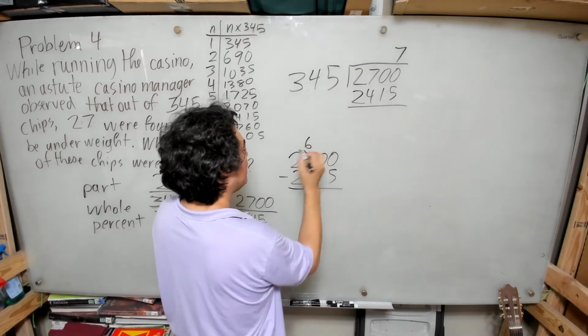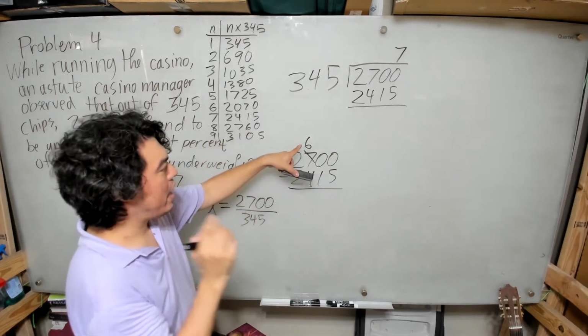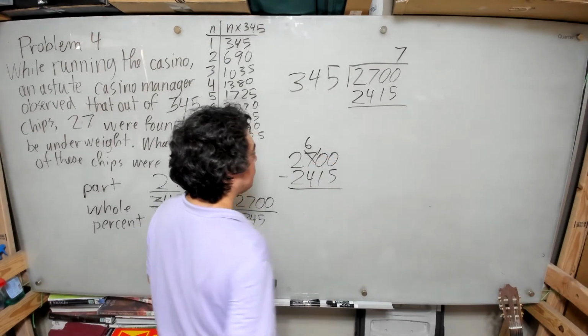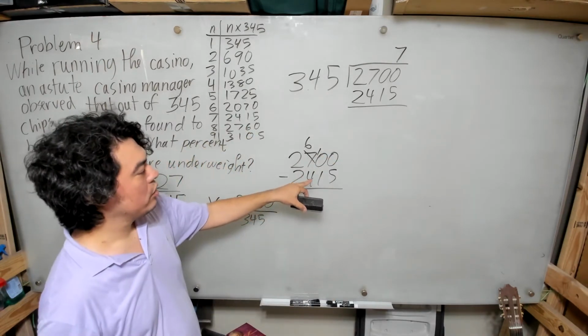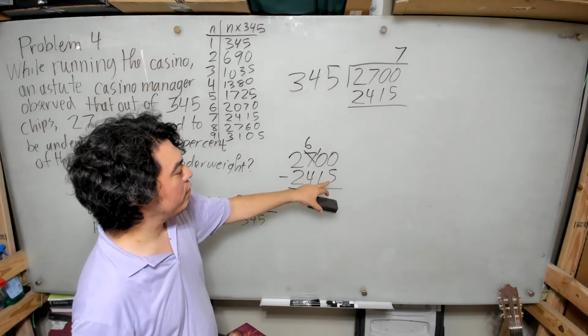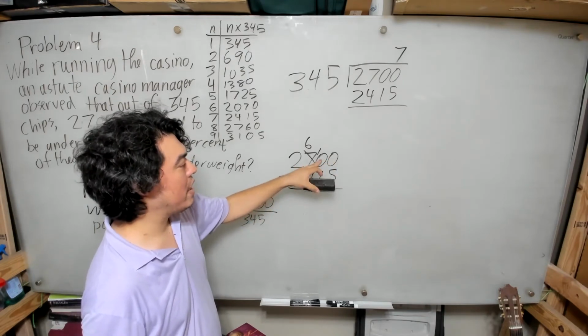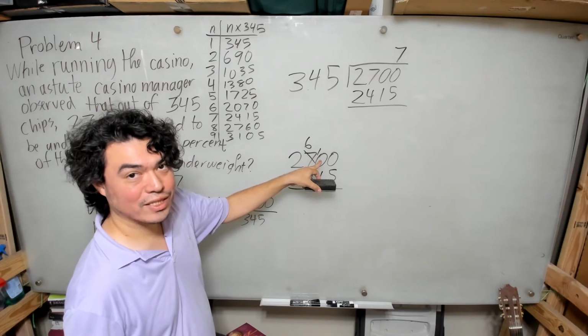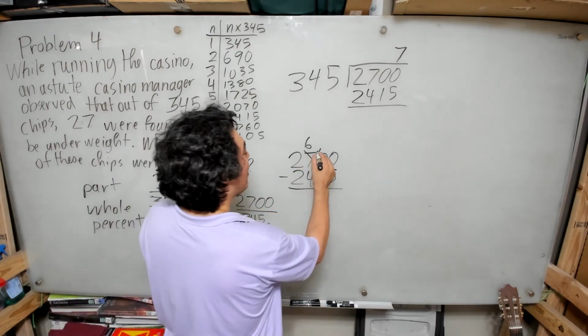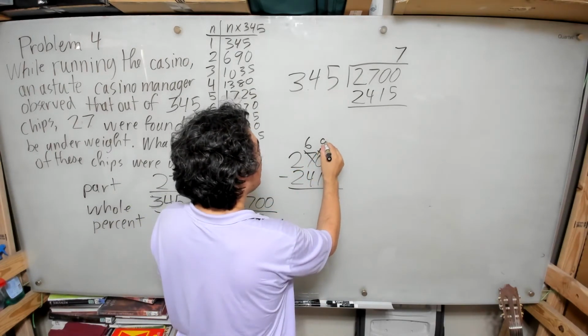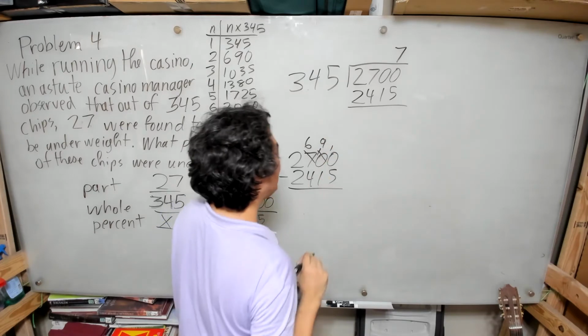This is going to become 6, right? So that would make this a 10, right? So now I can ask, can I take away 5 from 0? I can't. But now this is no longer a 0, it's now a 10. So now I can borrow from here. This will become a 9, and then this will become a 10.